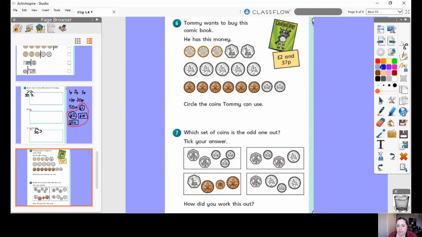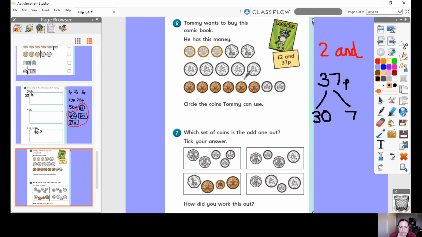So let's have a think. That's going to be £2 and 37 pence. And this can partition into 30 and 7. So if you can see any pounds on here, you could circle 2 of the pound coins to make £2.